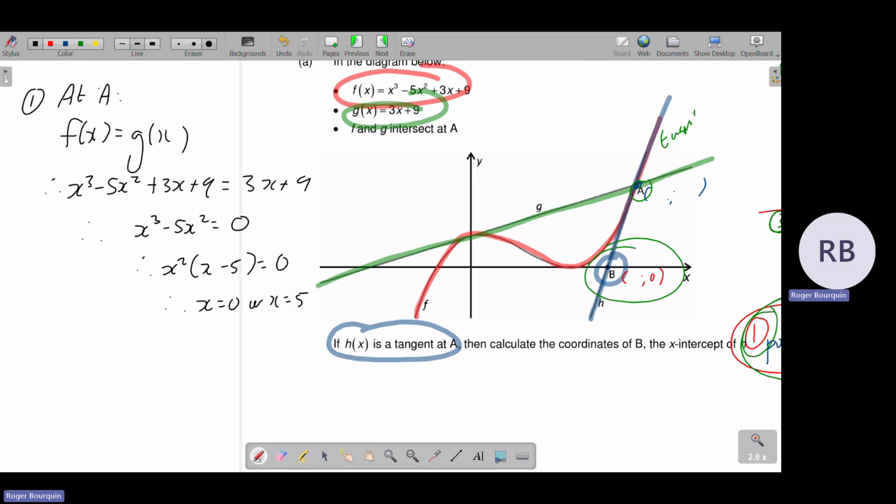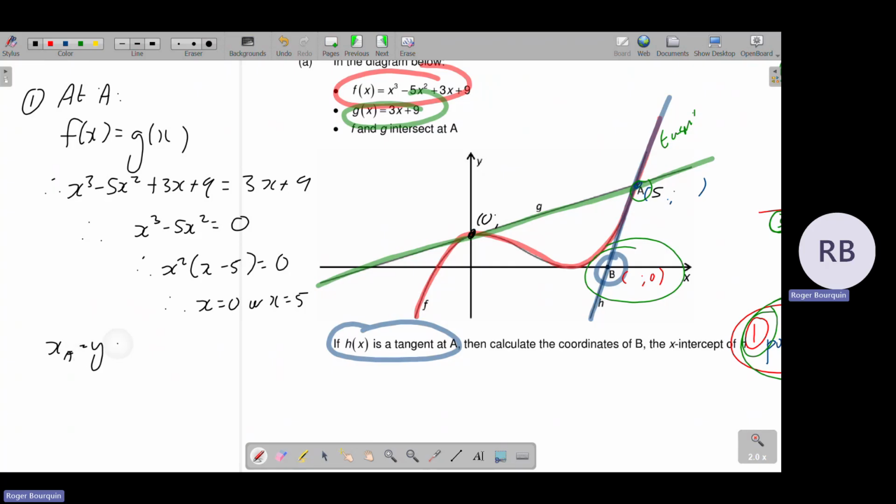Always check your answers make sense on the graph. What have we just figured out? The x-coordinates of where the two graphs meet. So here is the x-coordinate of 0. So at A, the x-coordinate must be 5. Okay, so the x-coordinate of A is equal to 5.